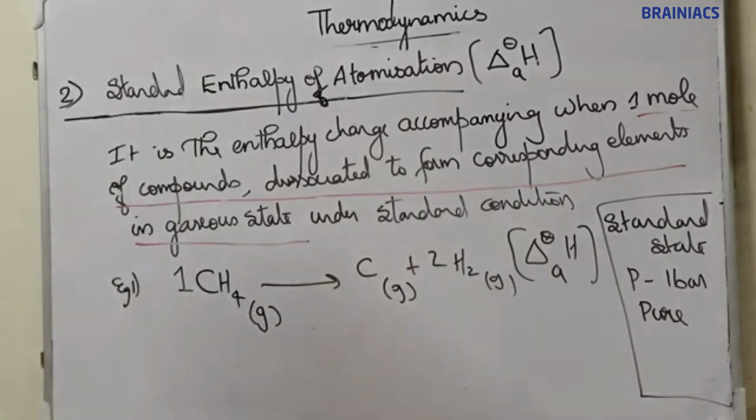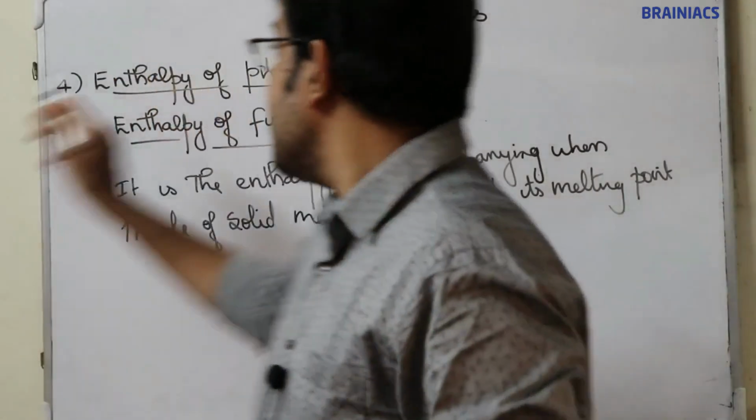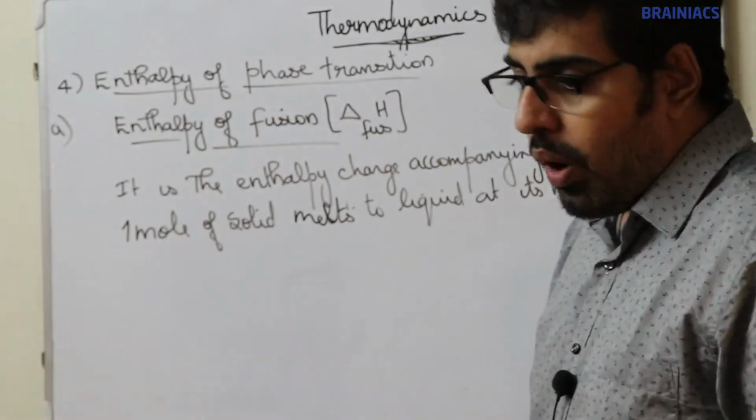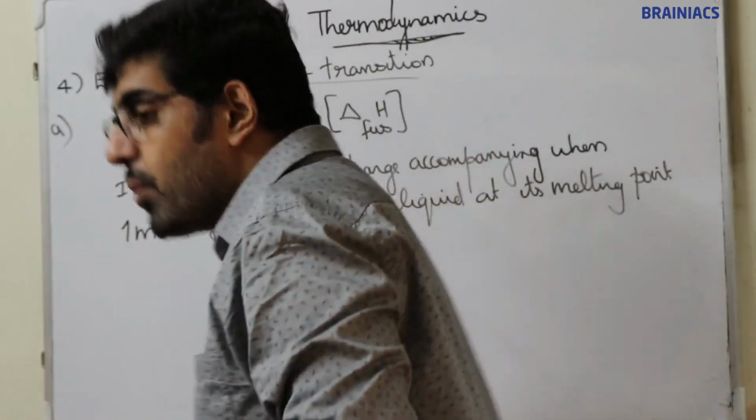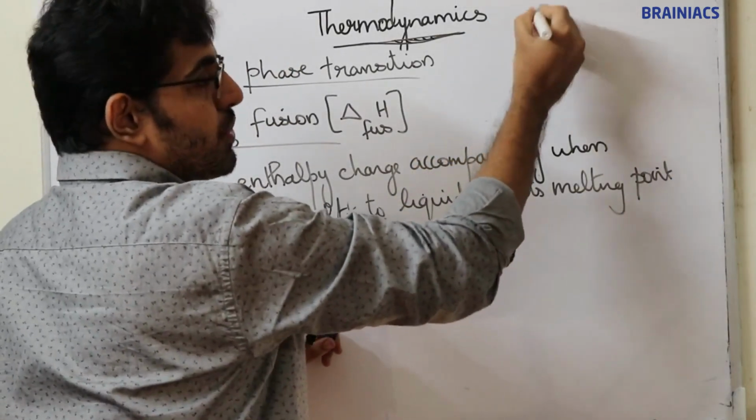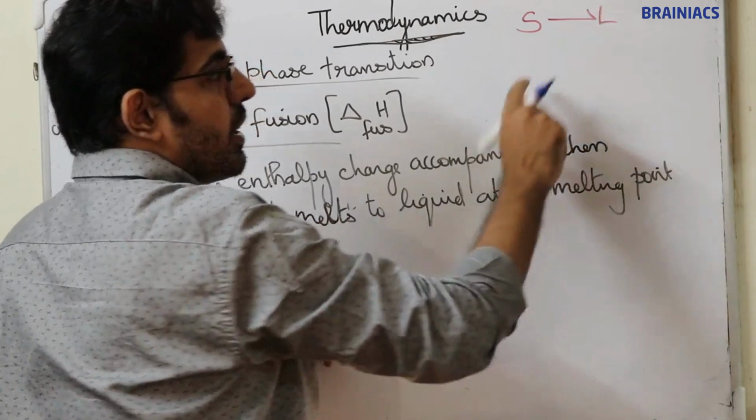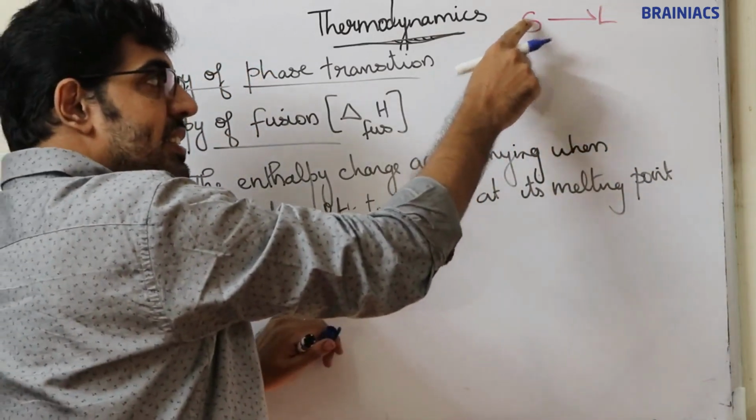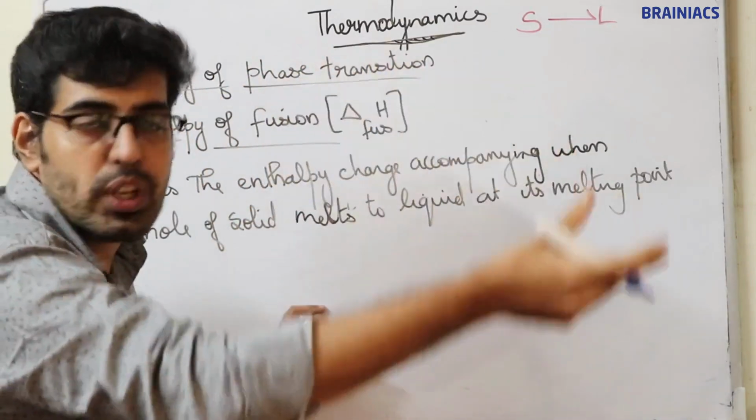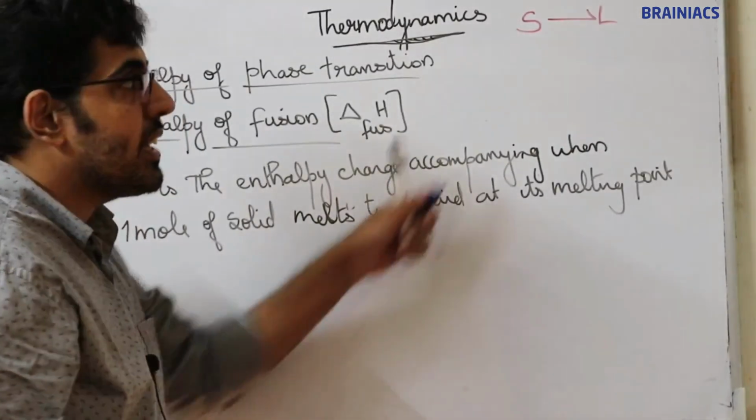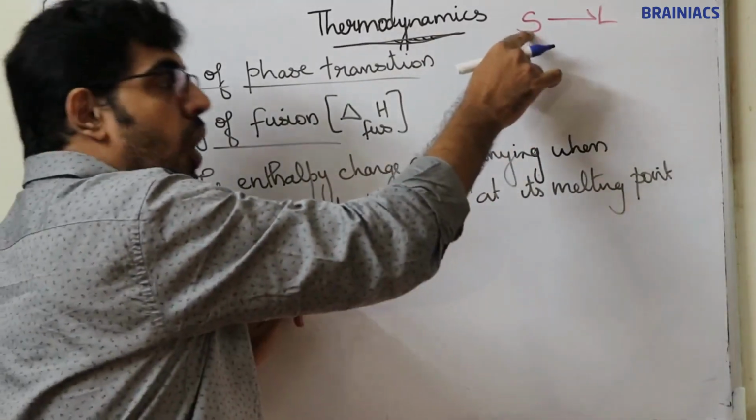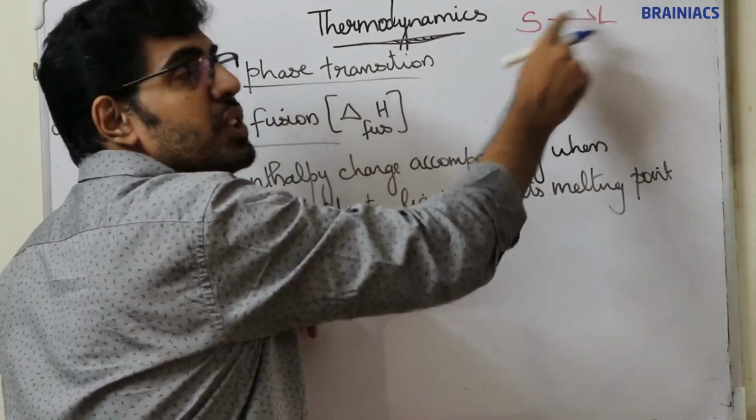Okay, moving on to the fourth one, that is enthalpy of phase transition. Now what is meant by phase transition? Phase transition means when a solid melts to liquid, we can say that this is a phase transition reaction, because solid is converted to liquid. There is a change in phase.